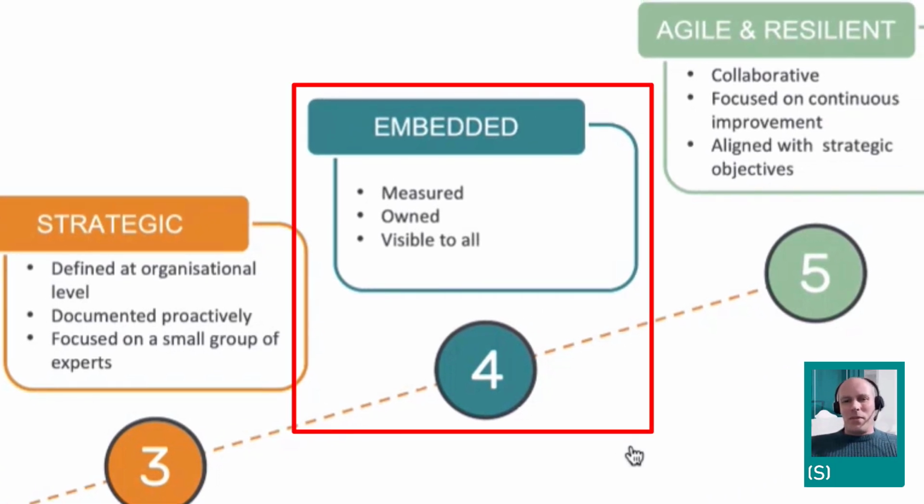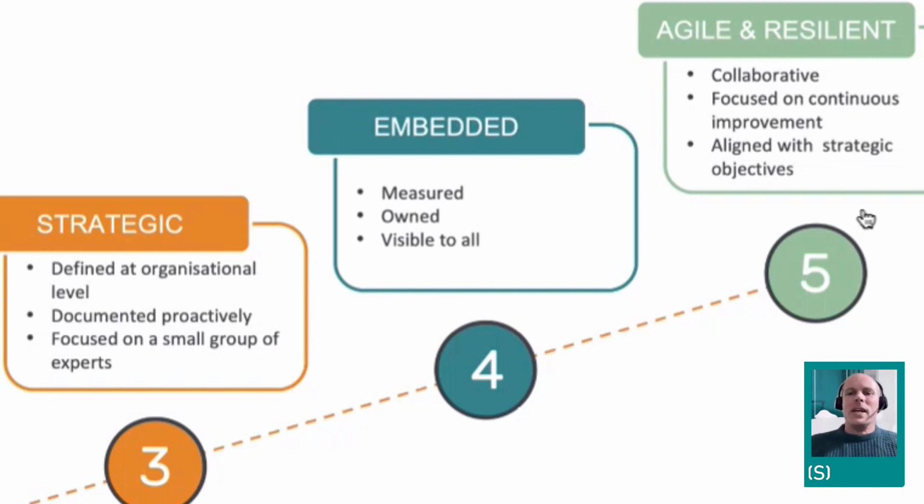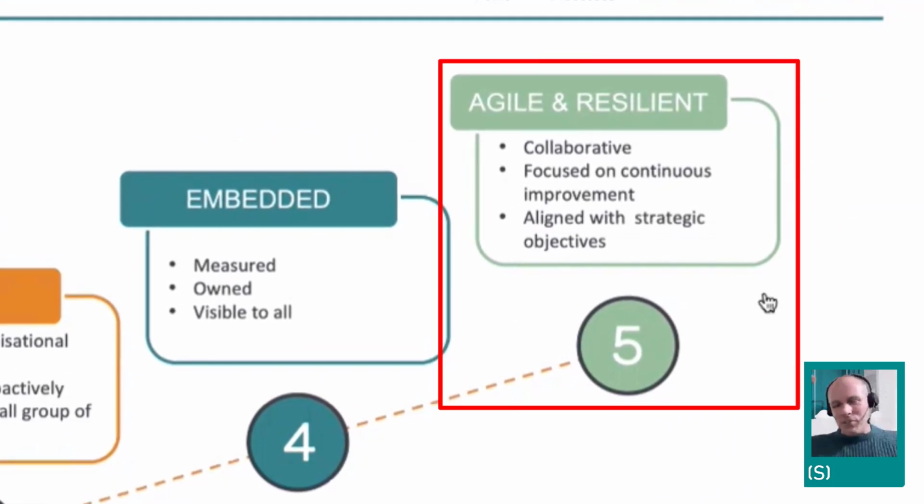That's when they haven't just documented the process, but they've made sure that they're clearly owned and measured. Because they're measured, the owners are then using it to ask, how do we improve the performance of this particular area? And then the final level is the continuous improvement level, which we call agile and resilient, where you've got the whole organization involved and engaged with continuous process improvement.